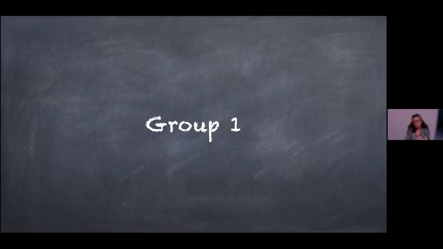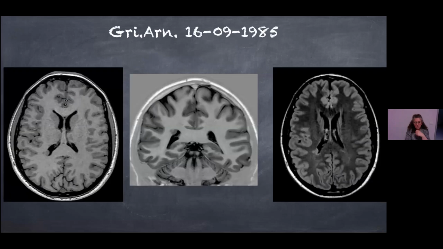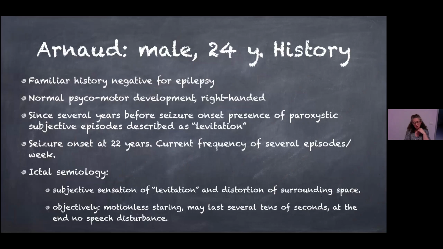So I would like to show you some clinical data subdivided in the different groups. If we talk about group 1, where we have a single unilateral nodule, for example, this is the case of Arnaud with a single nodule in the parietal region on the right. From the clinical history, he had a subjective sensation of levitation and distortion of the surrounding space.